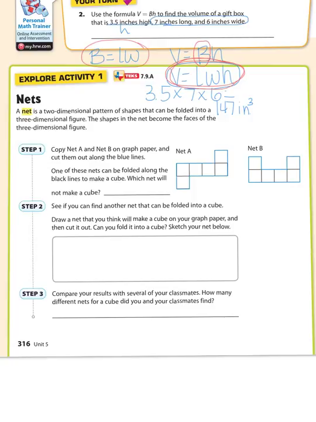So, net A. Net A will fold into a cube. Okay, it says one of these nets can be folded along the black lines to make a cube. Step 1 says which one will not make a cube. Well, net A does, net B will not. So there we're going to write net B will not make a cube.